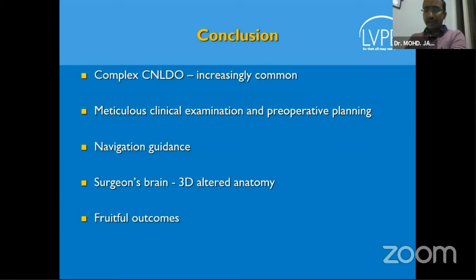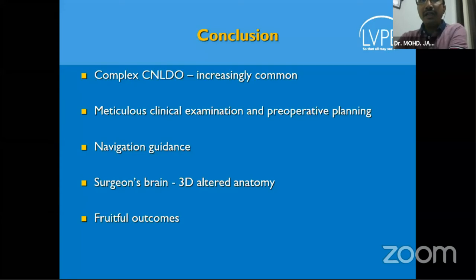So in conclusion, I would say that complex CNLDO in this context of navigation is getting, it's not that it was not common, it's just that we are increasingly diagnosing it now. And these kind of cases, especially like Bosma syndrome, need meticulous clinical examination and preoperative planning. And now you have seen how navigation actually helps in these surgeries. Otherwise, these are really as good as impossible to do surgeries. And there's a lot of risk in doing that.